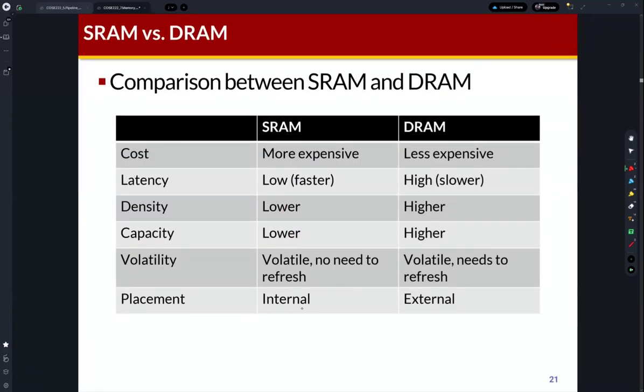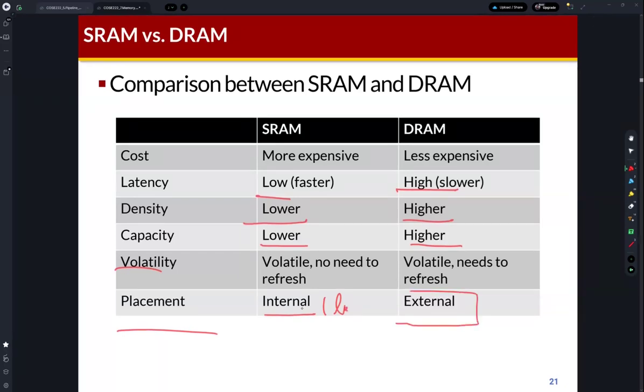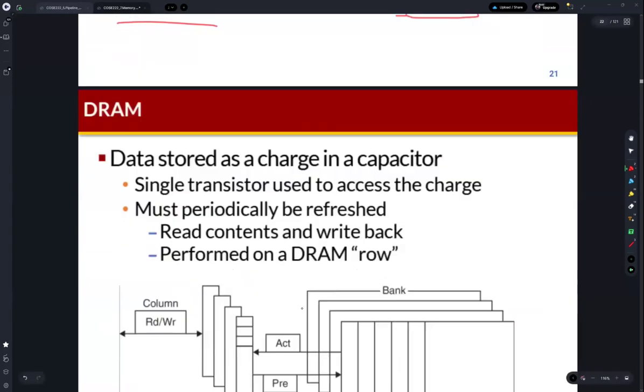So if we compare SRAM and DRAM, SRAM is more expensive, DRAM is cheaper. Latency, which is response time, is low for SRAM and high for DRAM. Density is lower for SRAM, higher for DRAM. Capacity is lower for SRAM, higher for DRAM. Volatile means that if the power supply is turned off, then data is erased. Okay. And then SRAM is internal, on chip, so we use logic processes. DRAM is the external memory. Okay. And then we use DRAM processes.